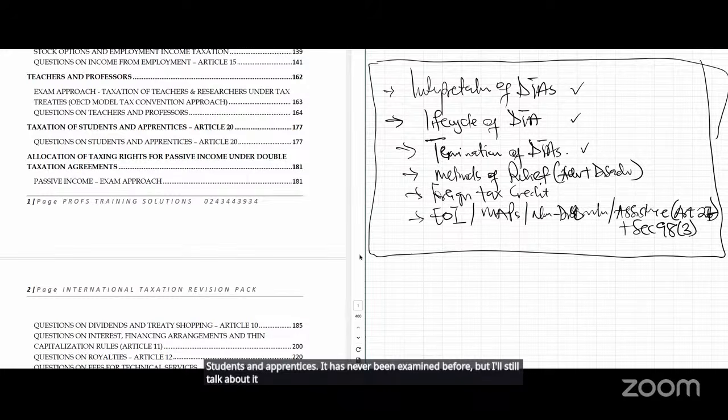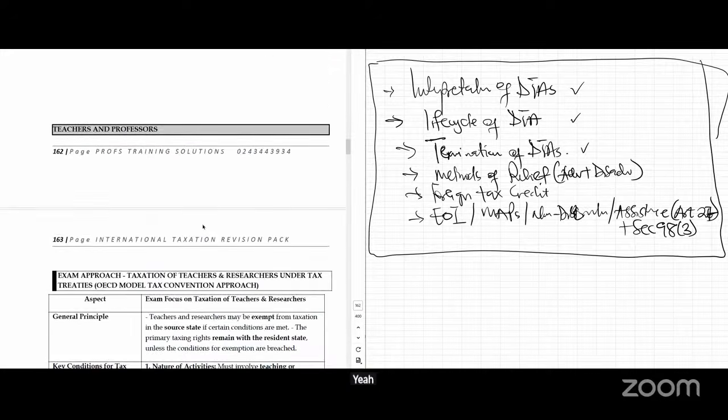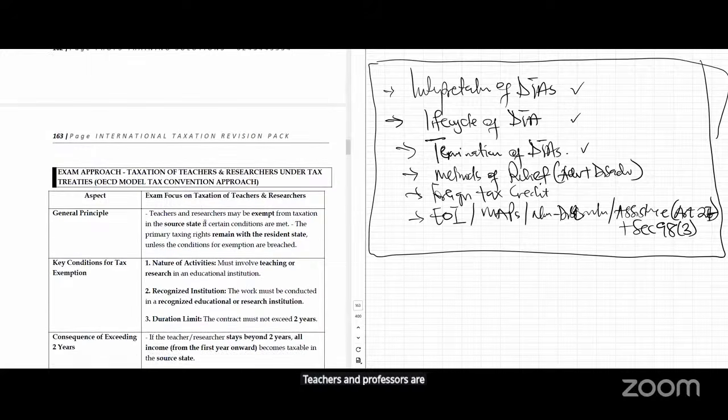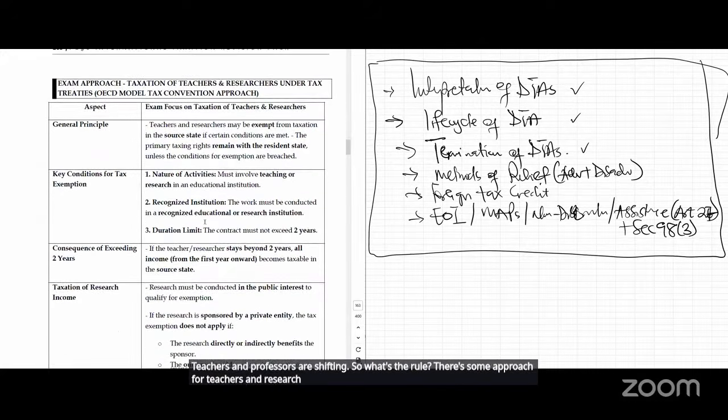Teachers and professors, Article 16. Let me go there and see what they have for me. Teachers and professors are shifted. So what's the rule? The exam approach for teachers and researchers or professors, right? Exam focus: teachers and researchers may be exempt from taxation in the source state if certain conditions are met, and the primary taxing rights remain with the resident state unless the conditions for exemption are breached.